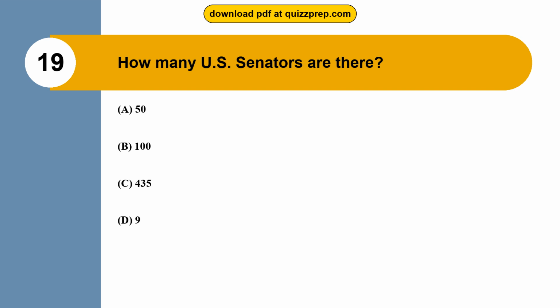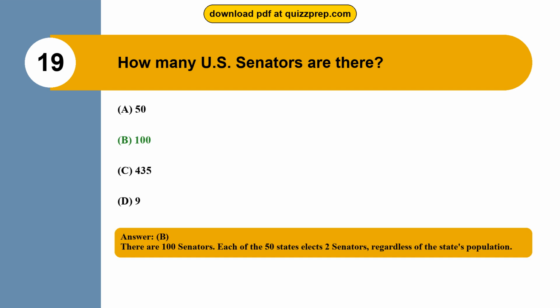50. Option B. 100. Option C. 435. Option D. 9. The correct answer is option B. 100. There are 100 senators. Each of the 50 states elects 2 senators, regardless of the state's population.